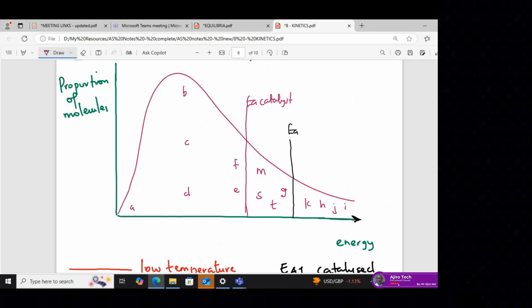All of these guys now. So of course, K, H, J, I react without catalyst. Of course, they will still react with the catalyst. Do you agree? But in addition to them, M, G, S, T will also join them. Do you agree? Do you get the point now?